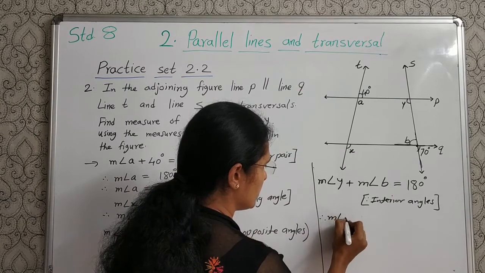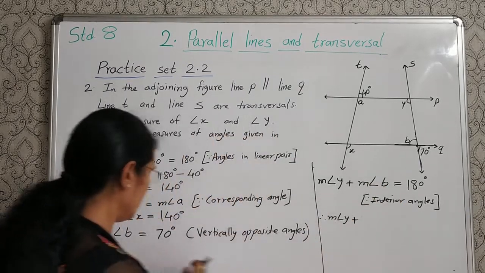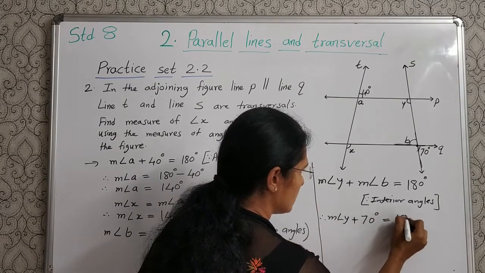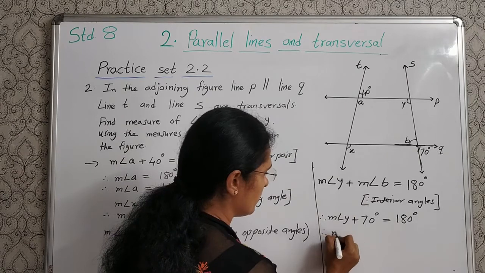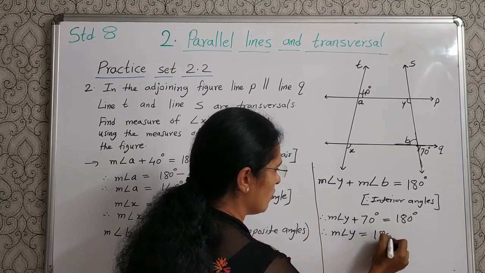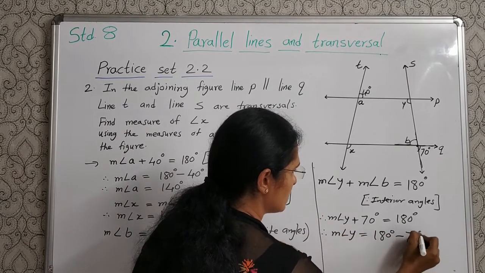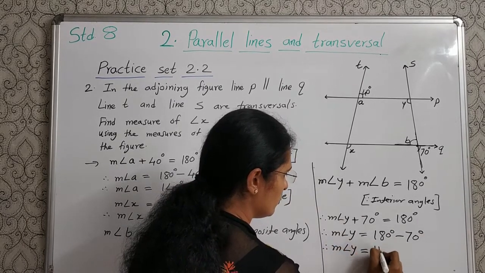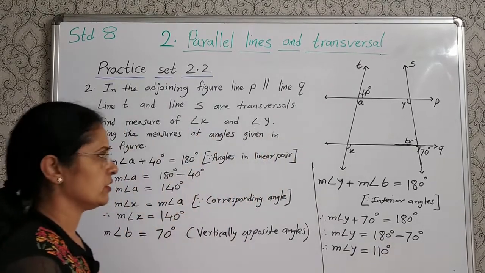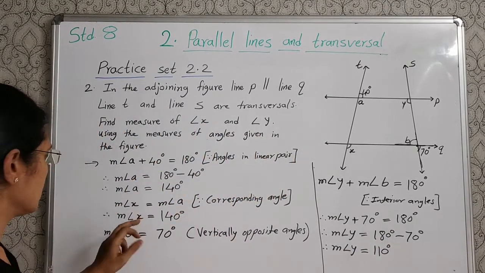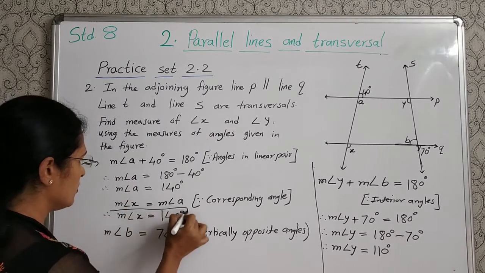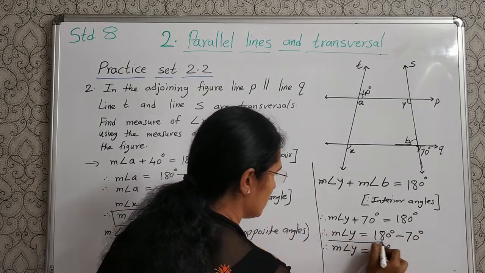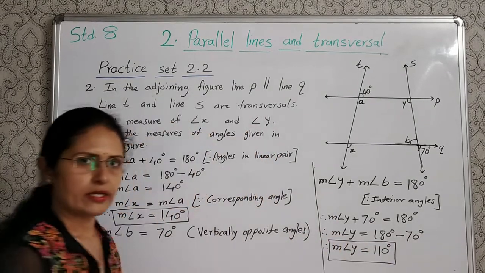Now measure angle y plus, put the value of B which we got, 70 degree, is equal to 180 degree, and therefore measure angle y is equal to 180 degree minus 70 degree, and therefore measure angle y is equal to 110 degree. So we got measure angle x is 140 degree. So here is the first answer, and measure angle y 110 degree. This is the second answer.